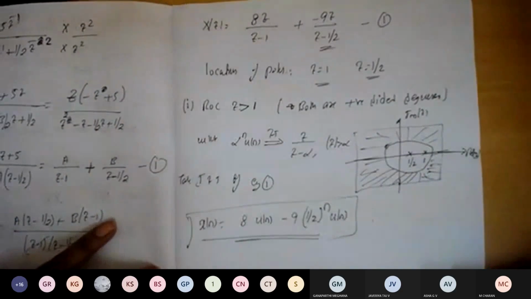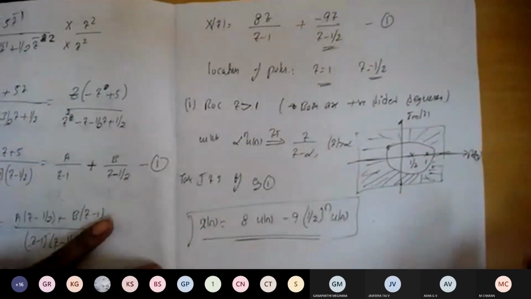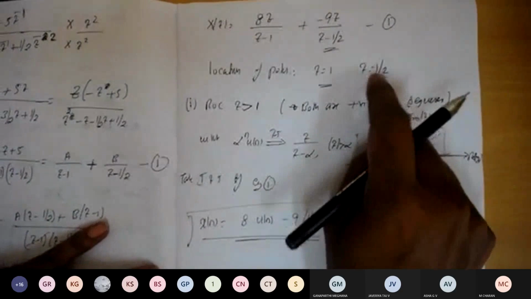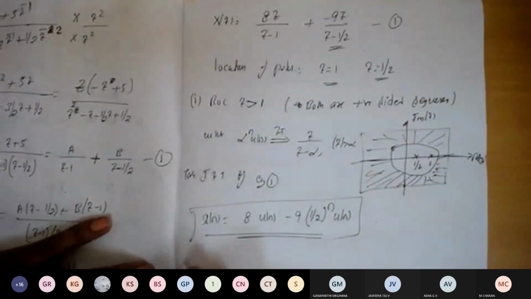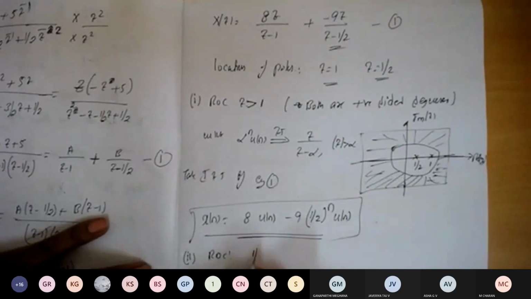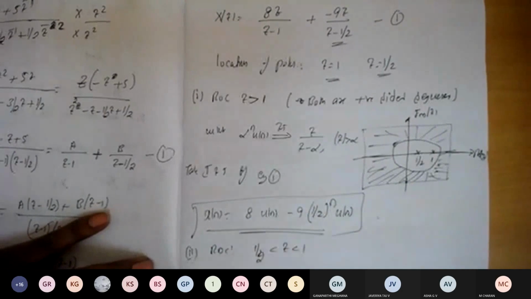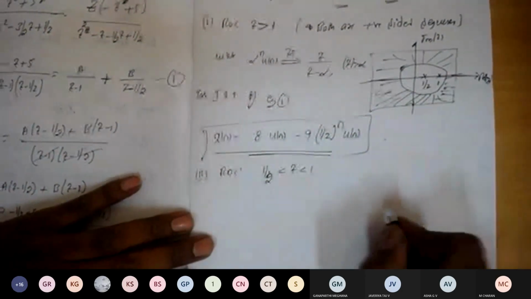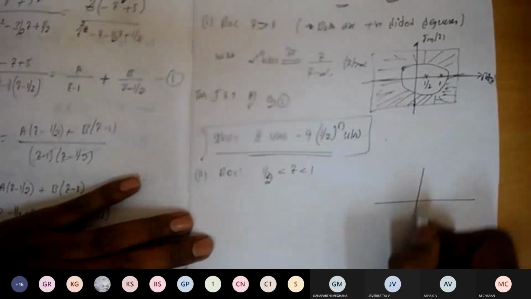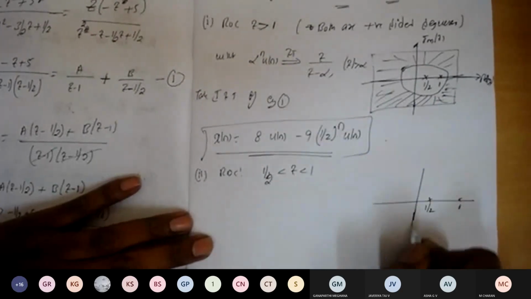The next ROC we can consider with concentric circles, similar to the previous problem, which is going to lie between 1 by 2 and 1. So the second ROC is 1 by 2 is less than z is less than 1. Here the ROC is going to lie between two concentric circles, one at 1 by 2, the other at 1.